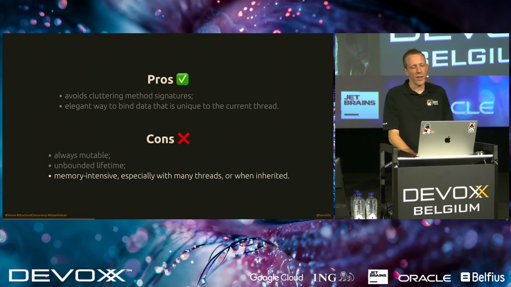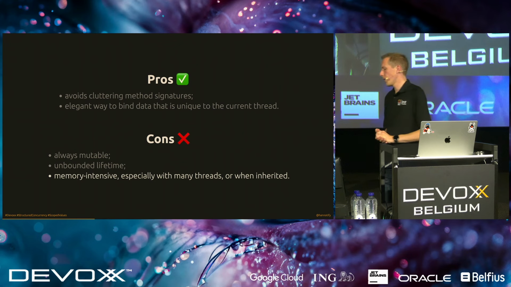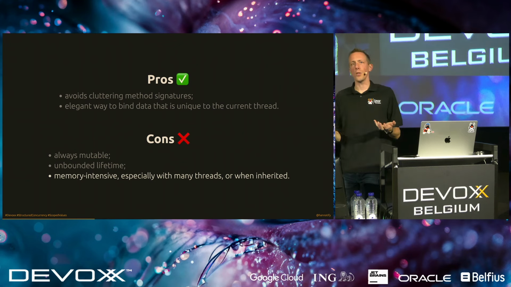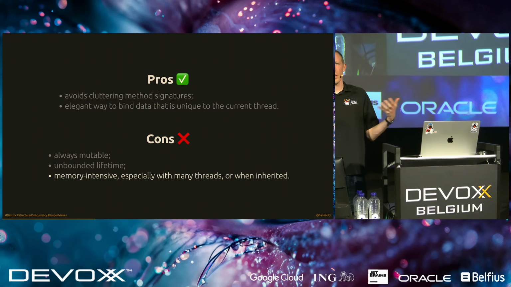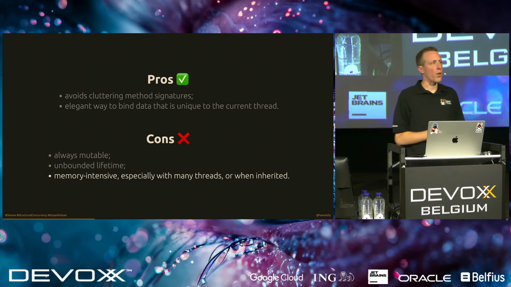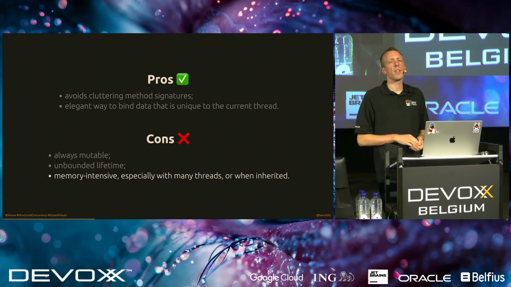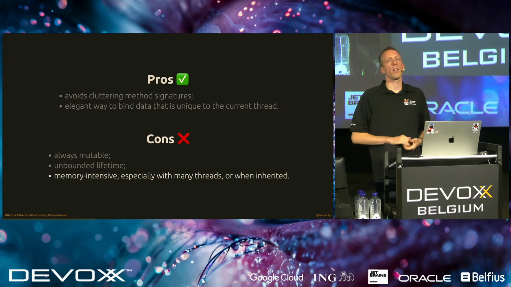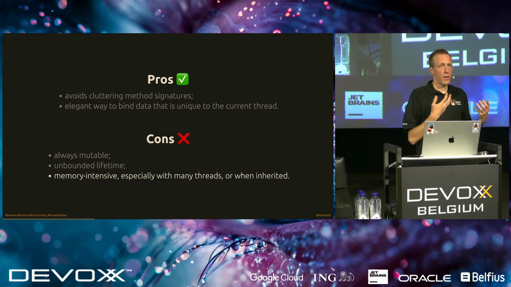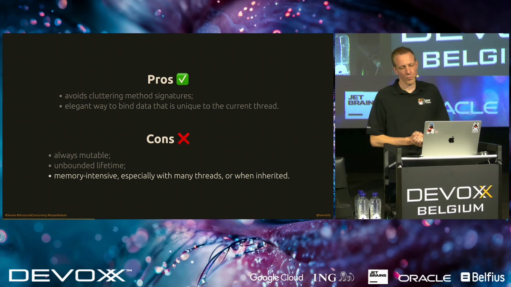And a final con is memory intensive. It's not always the case, but they can be memory intensive. As you may know, from a specific thread, you can also always start another thread, which we call child threads and parent threads. And a thread local can be made inheritable in the sense that if you create an inheritable thread local variable, the variable will also be available to the child thread.